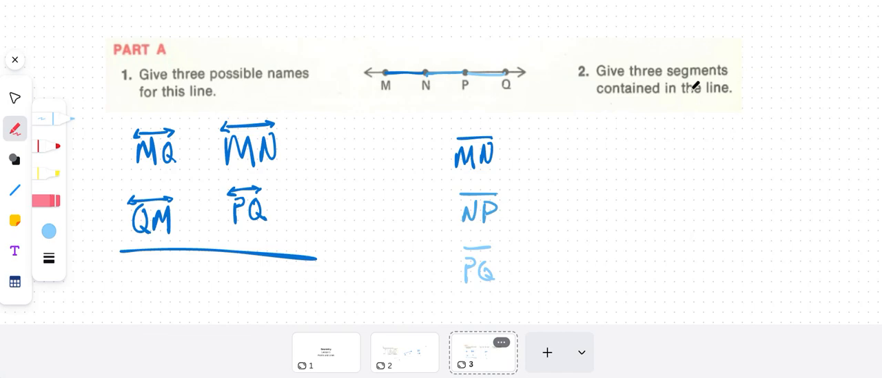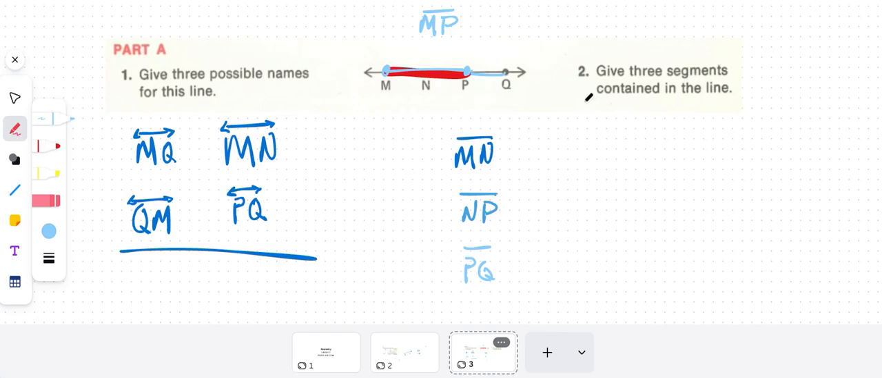Now it says just give 3, that's all we would need to do, but there are other segments on here. What about the segment that starts at the M and goes all the way to the P? Well, guess what? I could call that segment MP. That's the segment that starts at M and goes all the way over here to P. That segment right there.